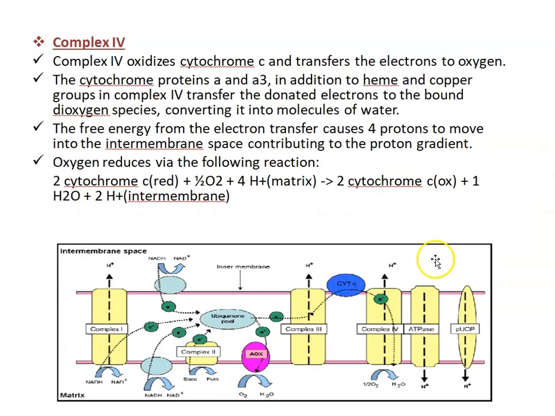Now, complex 4, this one. Complex 4, also known as cytochrome C oxidase. It oxidizes cytochrome C and transfers electrons to oxygen. So cytochrome proteins A and A3, in addition to heme and copper groups in complex 4, here in this group, transfer the donated electrons to the bound dioxygen species, converting it into a molecule of water. The free energy from the electron transfer causes 4 protons to move into the intermembrane space, contributing to the proton gradient.